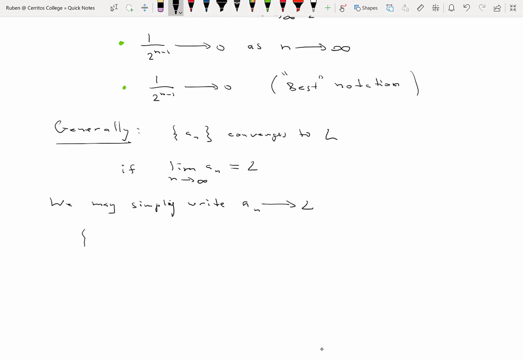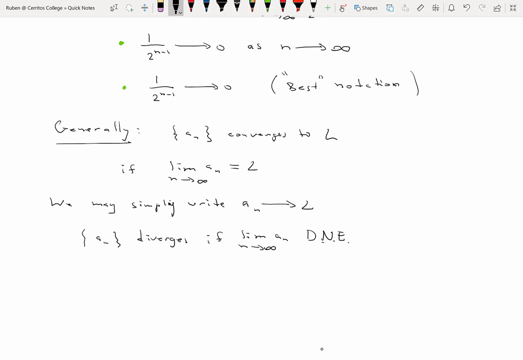So a sequence diverges if the limit as n approaches infinity of the general term does not exist. Okay, so the concept of convergence has to do with what's happening to the general term of a sequence as n becomes infinite.